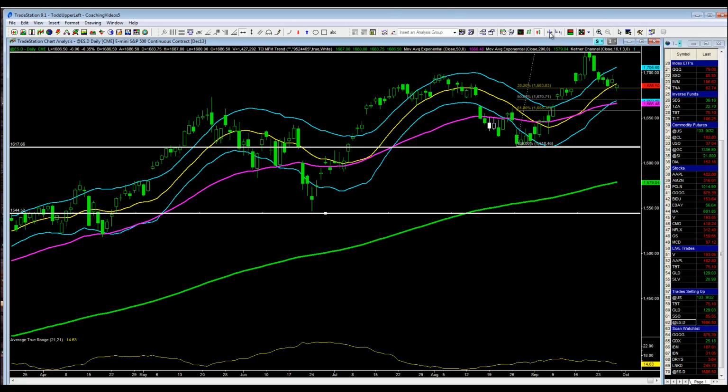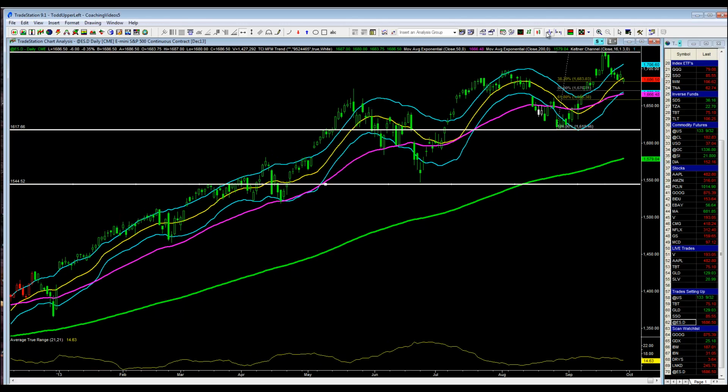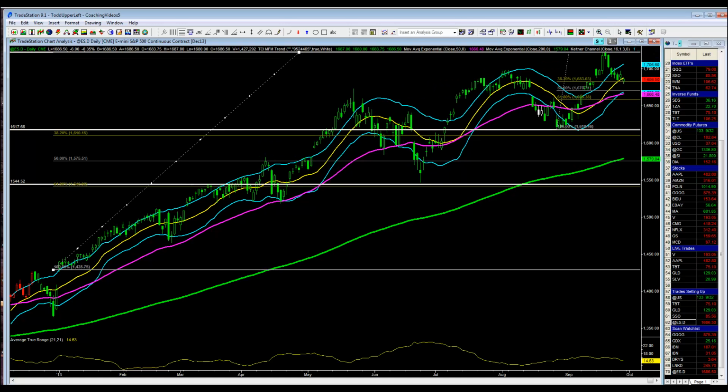But of course, if we start breaking down through this low here, I would want to look at the yearly low right here and measure the fib of the entire year's up move. So the 38.2 of the entire year is just slightly below this low. And then, of course, the 50 of the entire year is slightly above this high. So I'm looking at those levels.